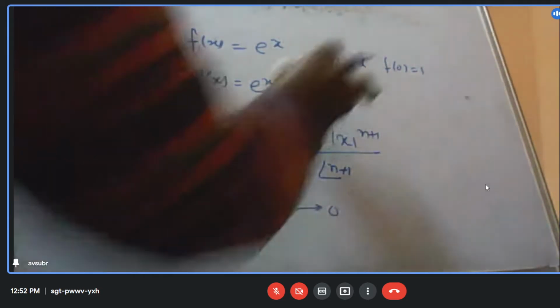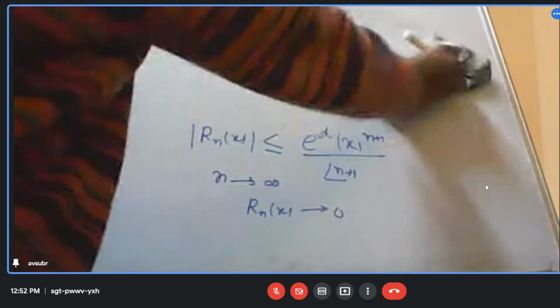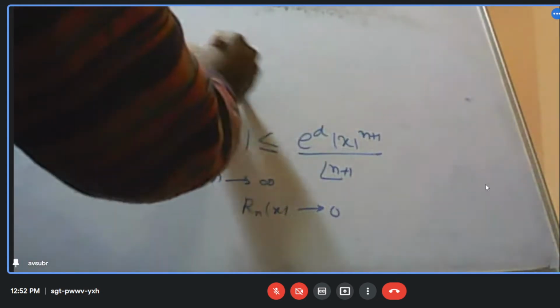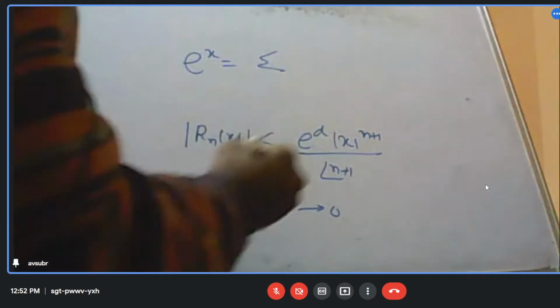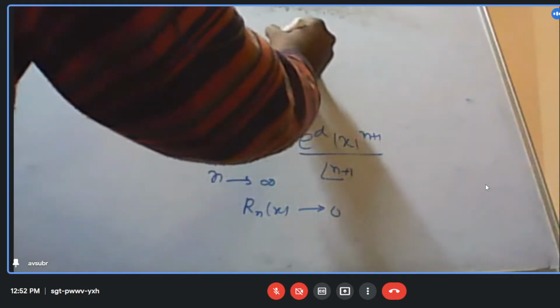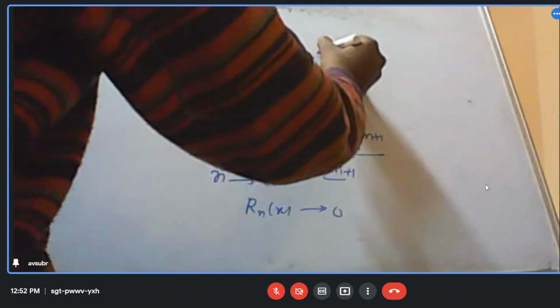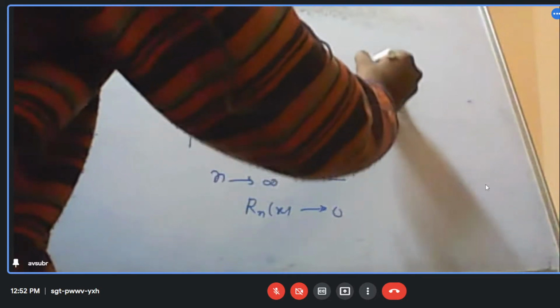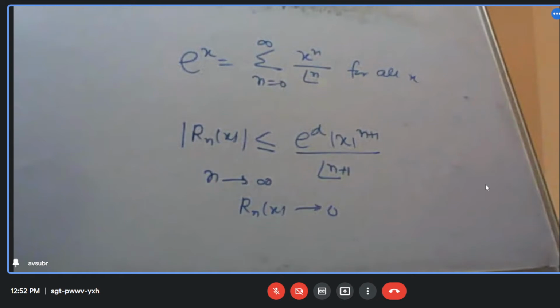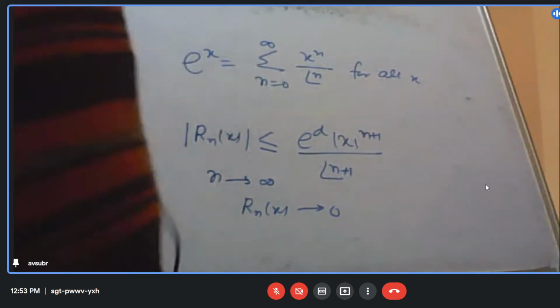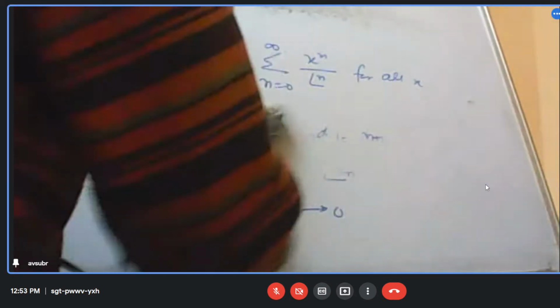Okay, so for example, in this particular case, what will be our Taylor series? e to the power x, summation n equal to 0 to infinity, if I am taking the infinite series, that will be x to the power n by factorial n. Is it or not? Yes, sir. Very nice. So this is what we mean with this Taylor inequality.